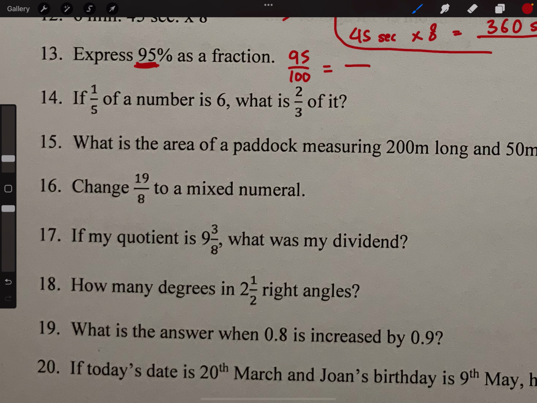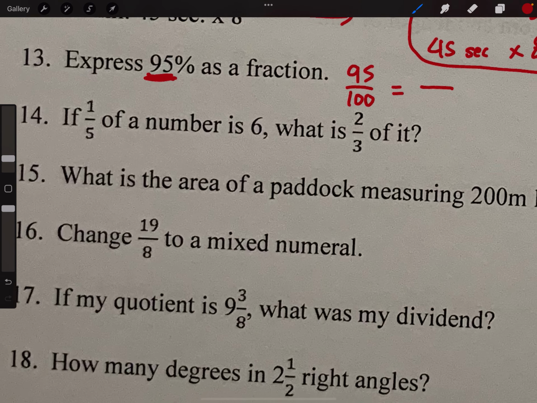Pause. Going back to the dock. Okay, that was annoying. Sorry about that. Let's get back to the question.